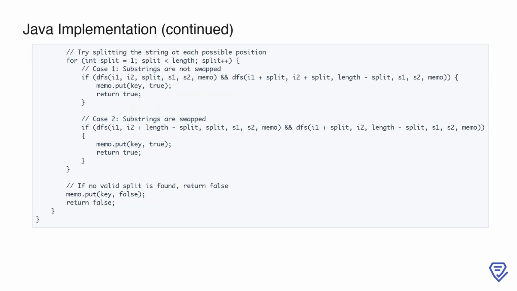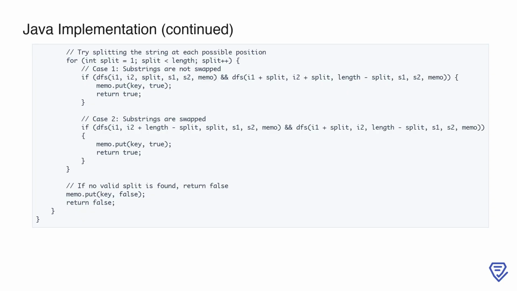Next, we attempt to split the current substring at every possible position, starting from one character onward. For each split point, we consider two cases. In the first case, the substrings are not swapped. If the left part of s1 matches the left part of s2, and the right parts also match, the current configuration is valid. In such a case, we store true in the memo and return it. In the second case, the substrings are swapped. Here, we check if the left part of s1 matches the right part of s2 and vice versa. If both conditions hold, we again store true in the memo and return it.